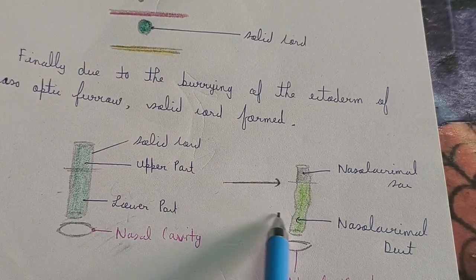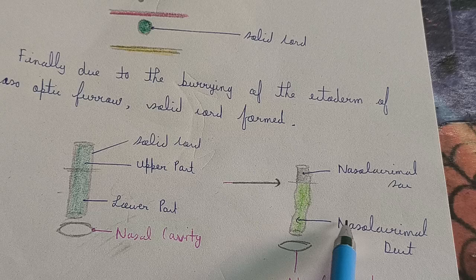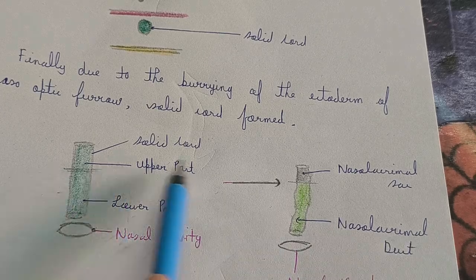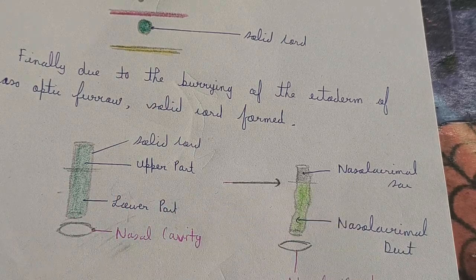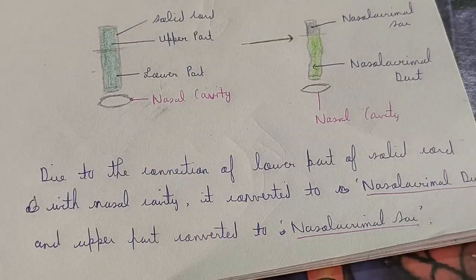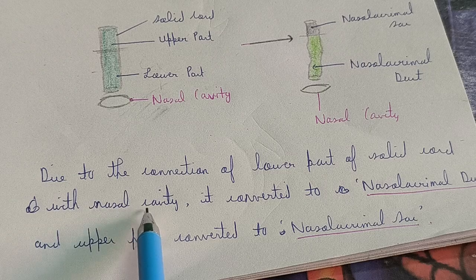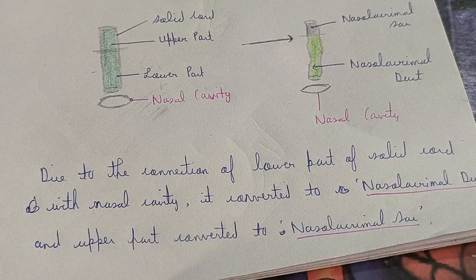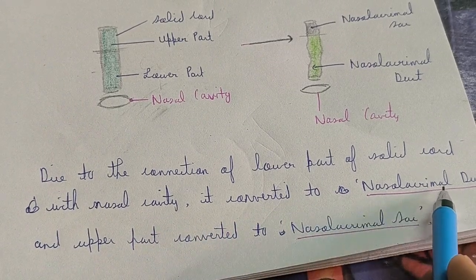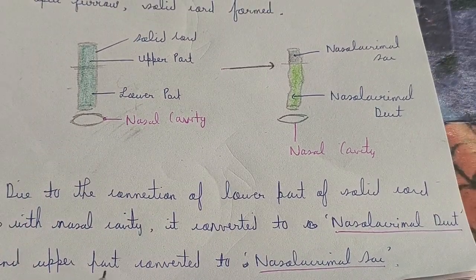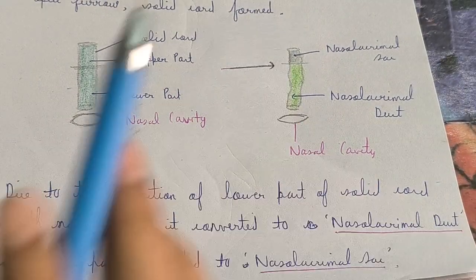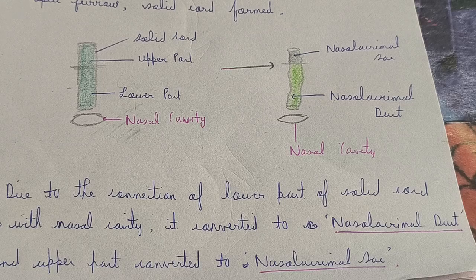Later, due to the connection of the lower part of the solid cord with the nasal cavity, it develops into the nasolacrimal duct, and the upper part develops into the nasolacrimal sac. That's all about today's video.